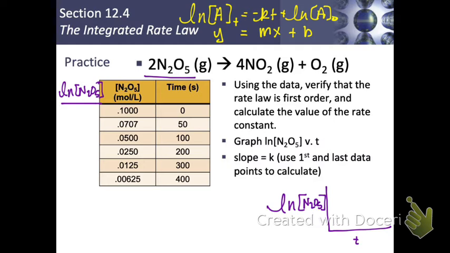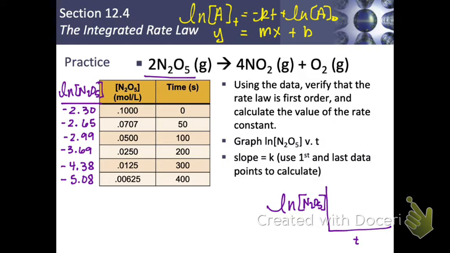So natural log of 0.1 is negative 2.30. Anybody have the next one for me? Negative 2.65. Okay. Just give me the next ones when you have them. Negative 2.99. Okay, next one. I got negative 3.69. Is that what we had on that one? Yeah. Natural log of 0.0125, negative 4.38. Thank you. And then last one. 0.062, negative 5.08. Thank you.